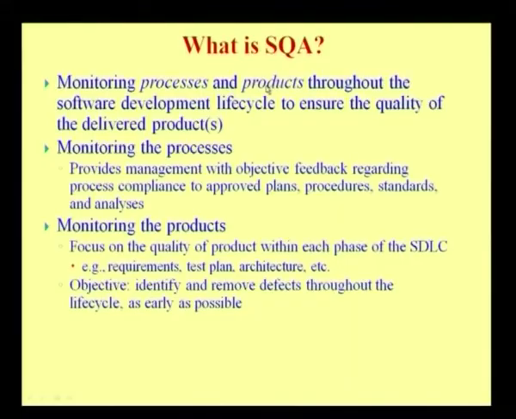So, as part of software quality assurance, we have one process which is called monitoring the process and products throughout the software development life cycle to ensure the quality of the delivered product. It is not just the product that is to be maintained, it is also the processes that are to be maintained over a period of time. Say, when we compare systems which were developed way back in 2000 and in 2010, there has been a large difference. I will give you a very simple example.